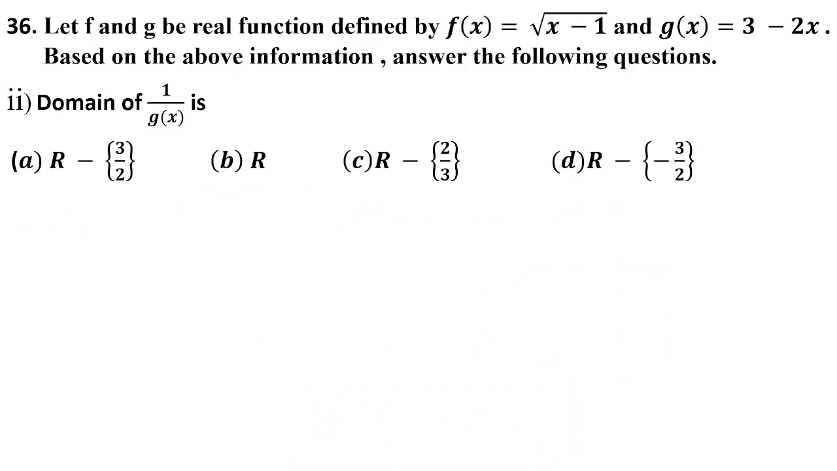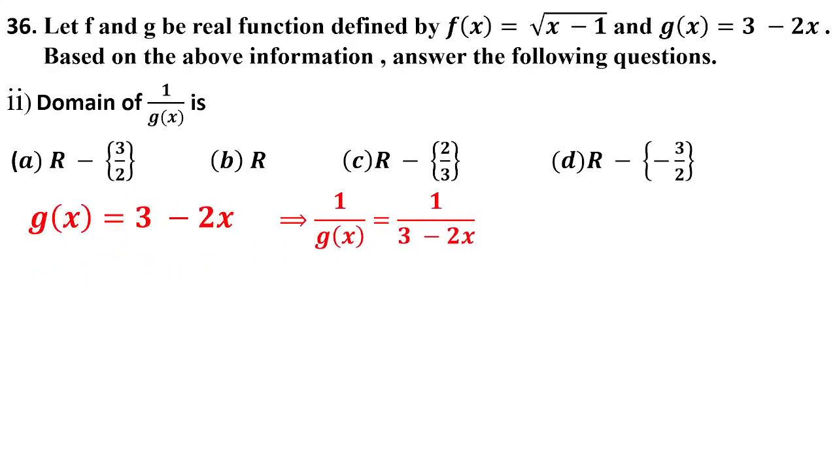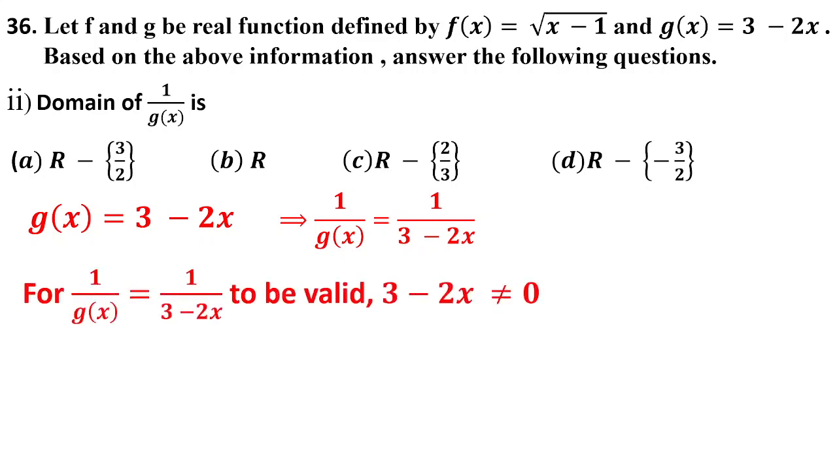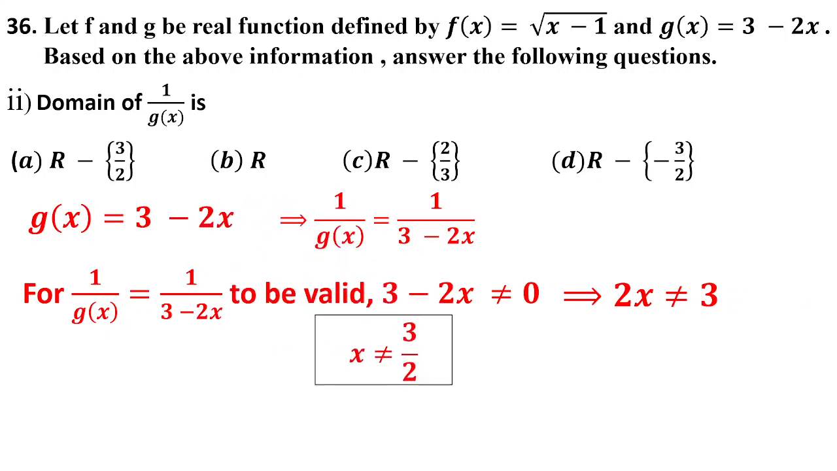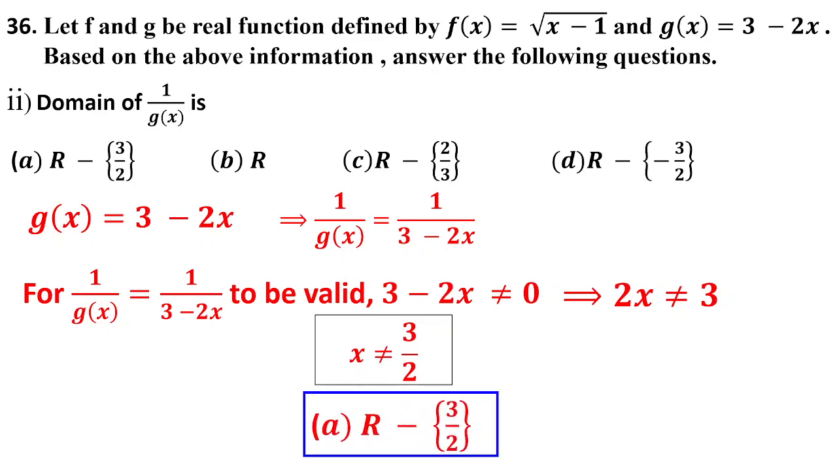Let's go to the second subdivision. We want to find the domain of 1 by g of x. What is 1 by g of x? It is 1 upon 3 minus 2x. Whenever a function is like this, a rational function, all of you know that in a rational function the denominator should not be equal to 0. So 3 minus 2x not equal to 0. Therefore 2x not equal to 3, x not equal to 3 by 2. What is the meaning of x not equal to 3 by 2? It should be removed from the domain so that the function will be valid. Therefore it is R minus 3 by 2, all the real numbers except 3 by 2. Therefore the answer is A, R minus 3 by 2.